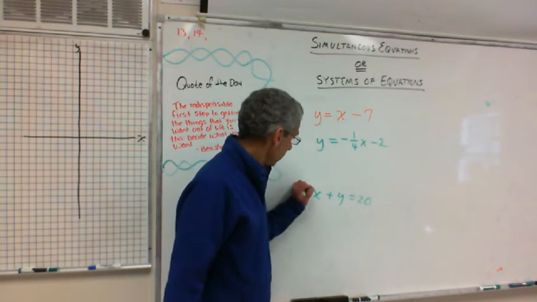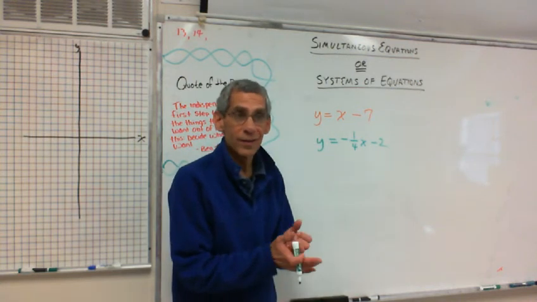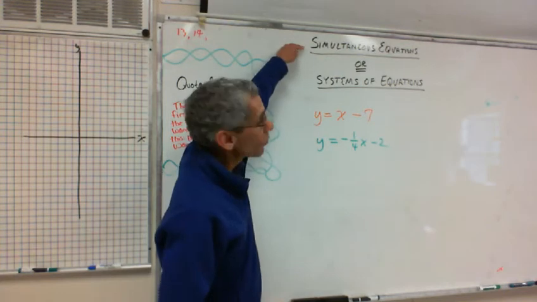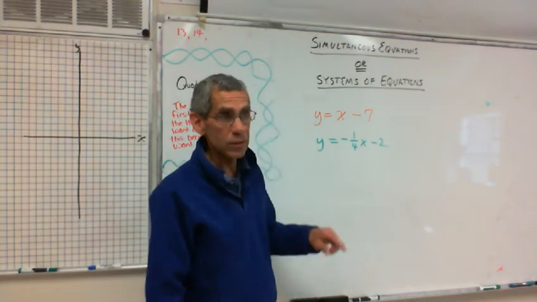Now, I've only been giving you one equation at a time. But there are things called simultaneous equations. They're also called systems of equations.